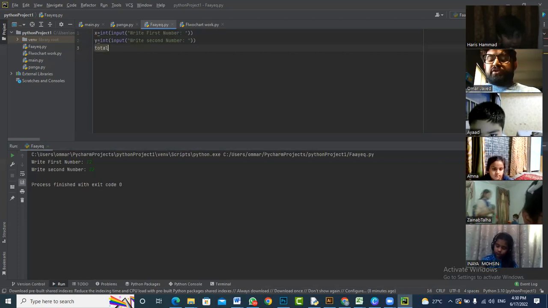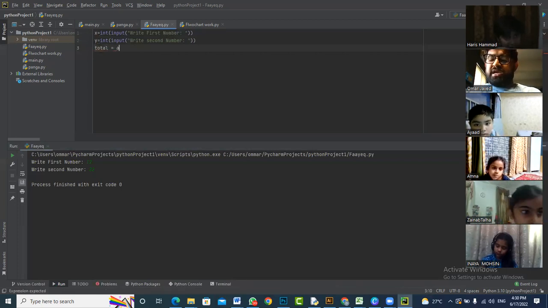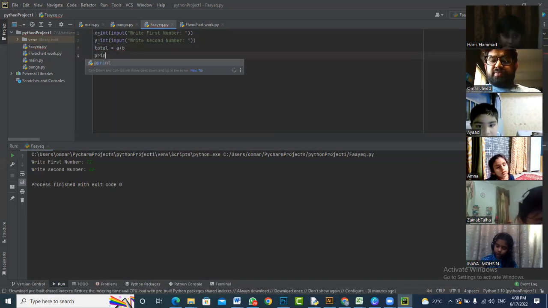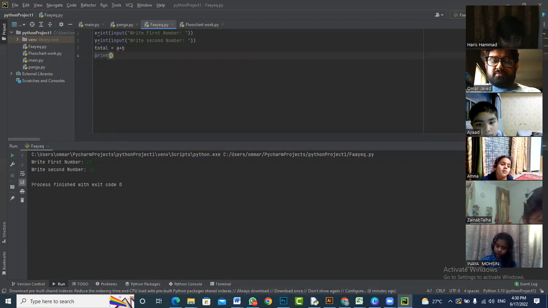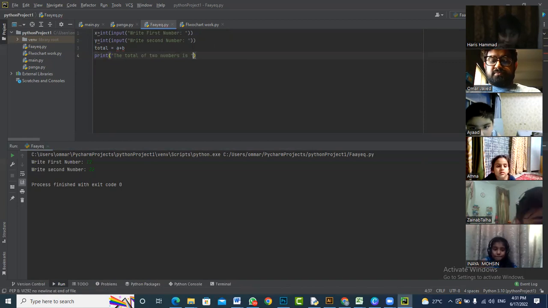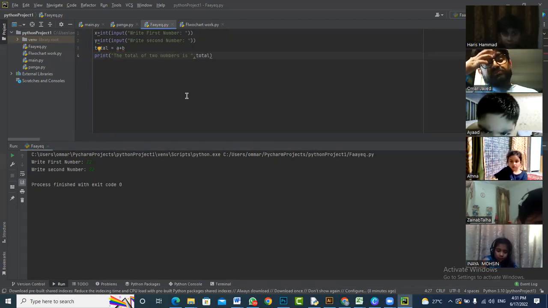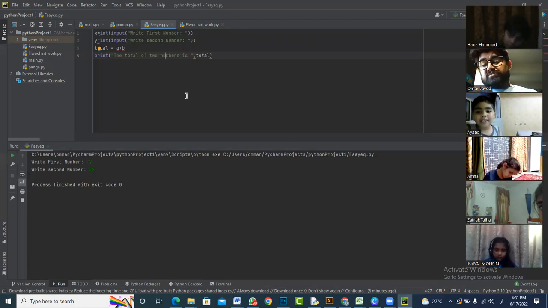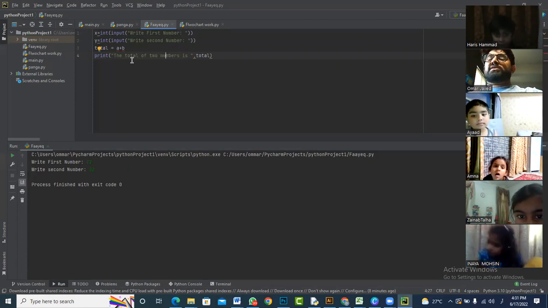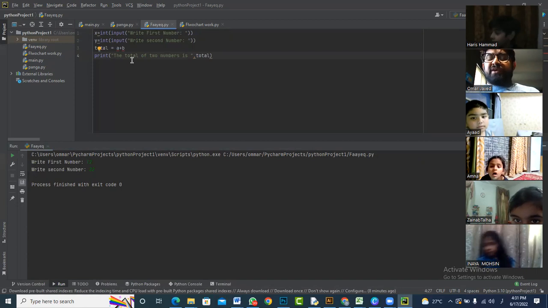So after that, I need to find a total of two numbers. So I write total equals A plus B. And then I say print the total of two numbers is total. Now let's see what happens. What does total equals A plus B mean? It means that it is going to add two numbers A and B together. I'm trying to explain what the runtime error is and why it would happen.